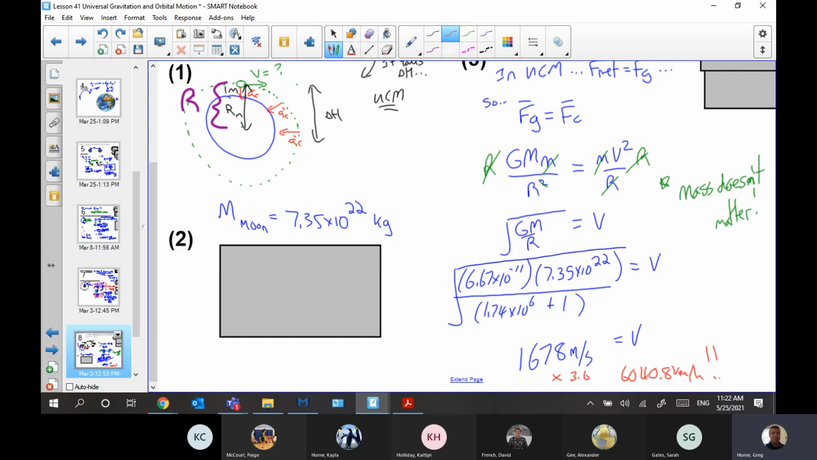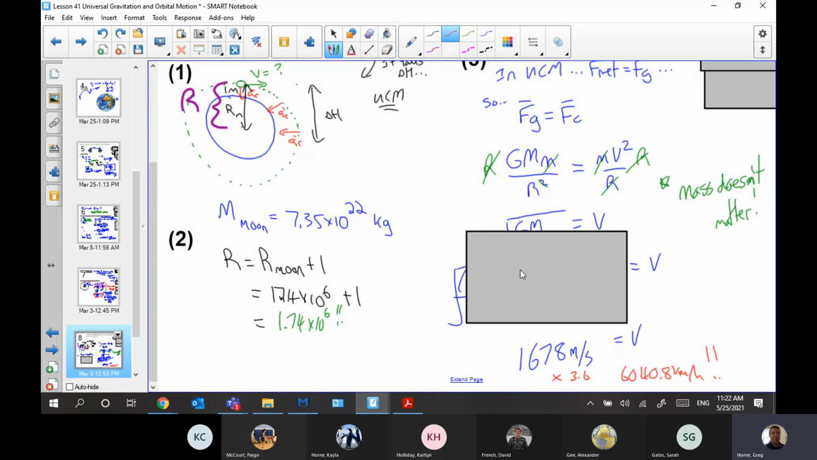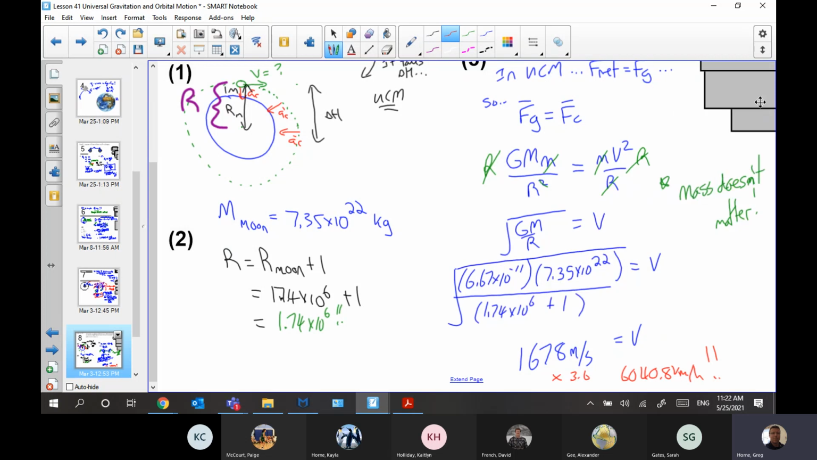So that's still really fast. But if you did launch it at that speed, it actually would be an orbital motion. It would stay at that 1 meter height, and you'd have to make sure to duck out of the way when it comes back around the other side and comes at you from behind here.